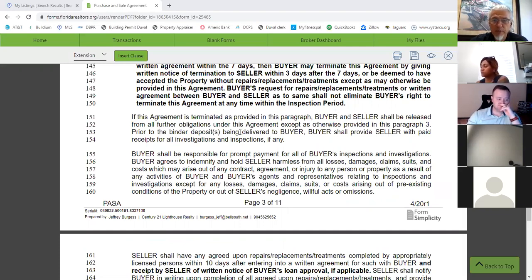Okay. Prior to the binder deposits being delivered to the buyer, the buyer shall provide the seller with paid receipts for all investigations and inspections, if any. Why is this? The seller doesn't want the inspector coming back filing a lien against the property that he didn't buy because he inspected that property, and then the seller would end up having to clear it up. So they're trying to prevent injury from a walkaway buyer. And I would suggest that if you're in that situation and you're writing the cancellation, you would require those receipts from the buyer with the cancellation in order for the seller to sign the cancellation and give the buyer's money back.